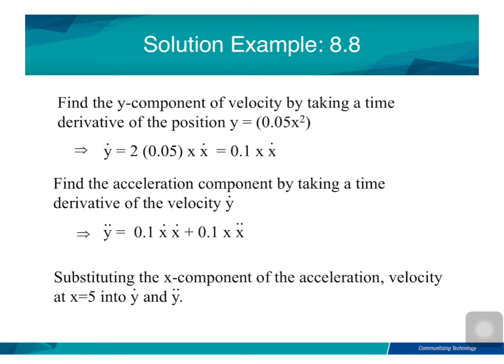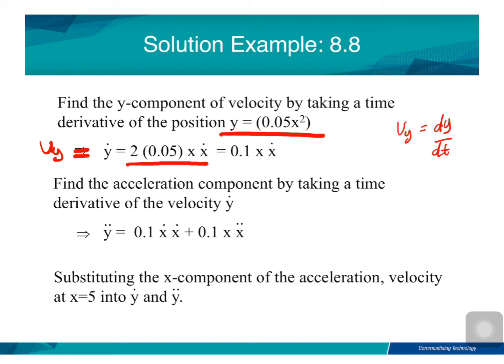So now we need to get Vy. So this is the Y. Y is equal to 0.05x². To get the Vy, we need to differentiate, dy over dt. So you differentiate 0.05x². This one is Vy. So Vy is equal to y dot, the first derivative.